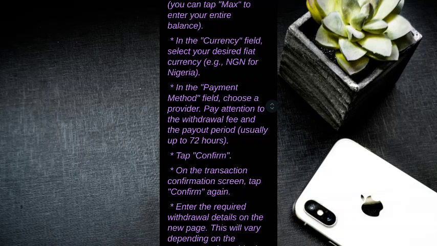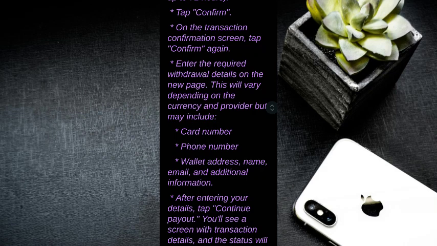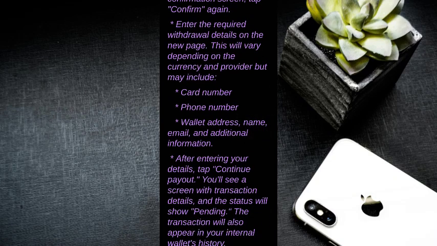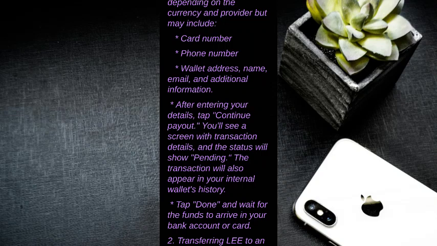Then in the payment method field, choose a provider. Pay attention to the withdrawal fee and the payout period, usually up to 72 hours. Then tap confirm. On the transaction confirmation screen, tap confirm again. Don't forget to enter the required withdrawal details on the new page. This will vary depending on the currency and provider, but may include card number, your phone number, wallet address, name, email, and additional information. After entry of the details, tap continue.